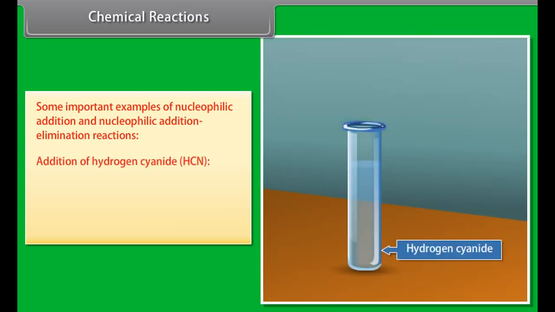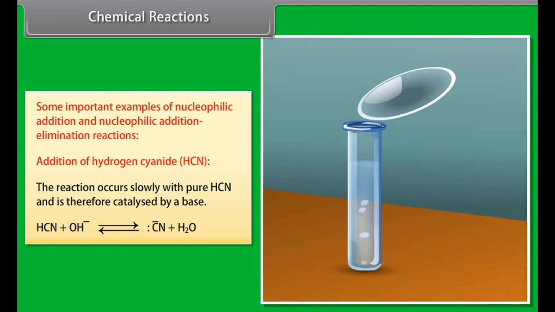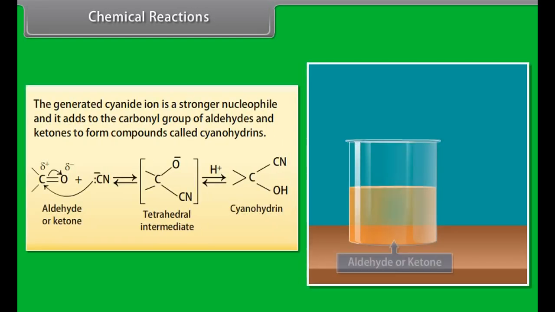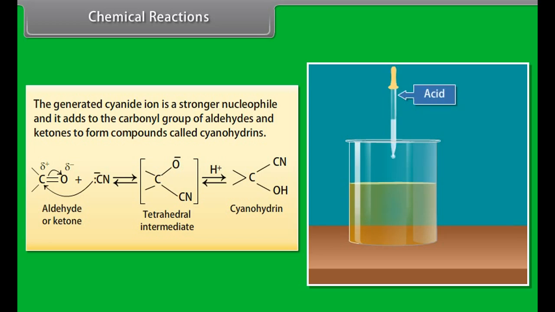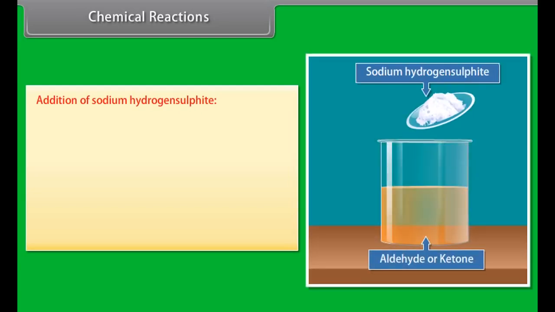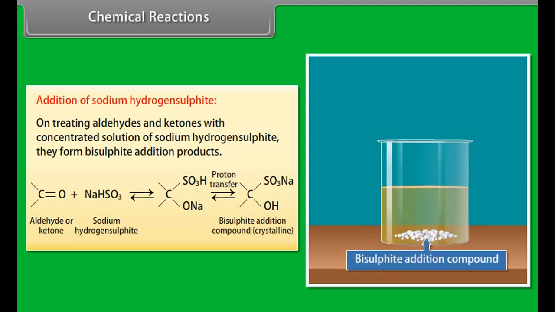Addition of hydrogen cyanide. The reaction occurs slowly with pure HCN and is therefore catalyzed by a base. The generated cyanide ion is a stronger nucleophile and it adds to the carbonyl group of aldehydes and ketones to form compounds called cyanohydrins. Addition of sodium hydrogen sulfite. On treating aldehydes and ketones with concentrated solution of sodium hydrogen sulfite, they form bisulfite addition products.